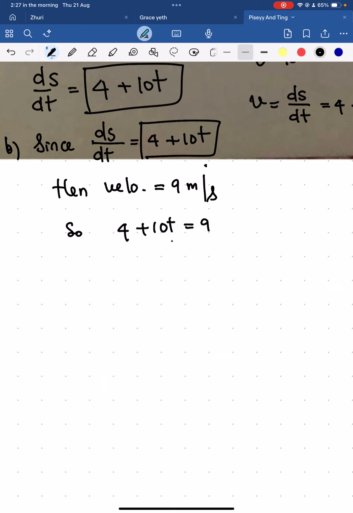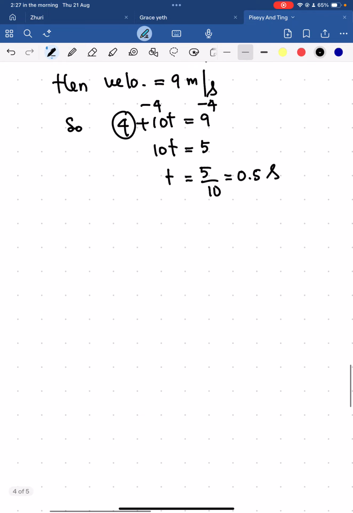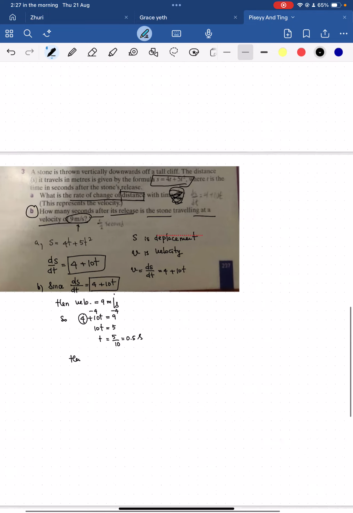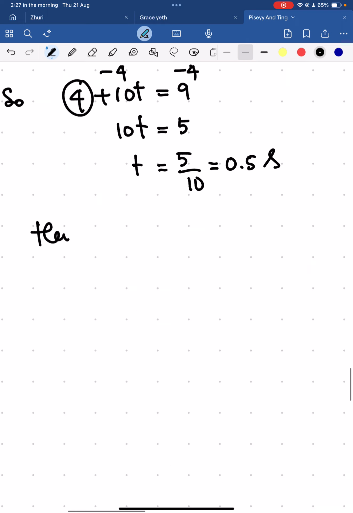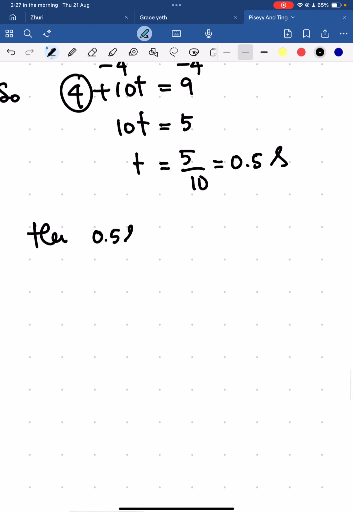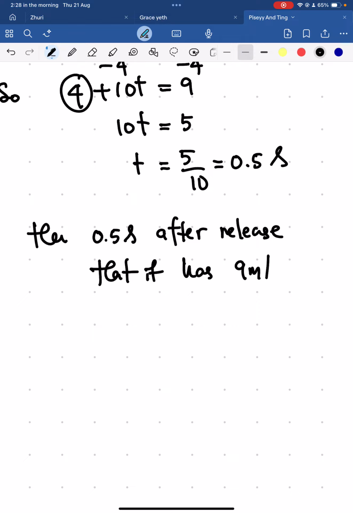So then we can just say 10t equals 5, because we minus 4 from both sides in order to eliminate this. So t equals 5 over 10, so it's going to be 0.5 seconds. So we can just say that it is 0.5 seconds after release that it has a velocity of 9 meters per second.